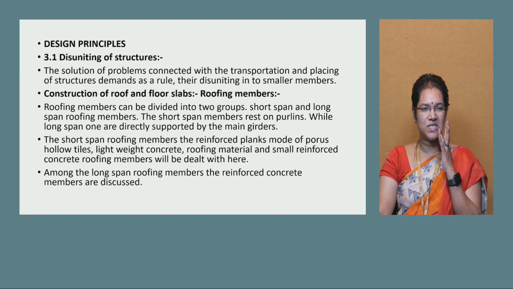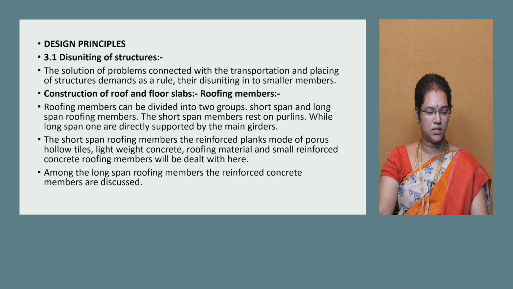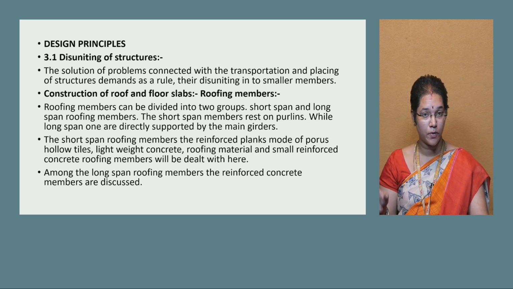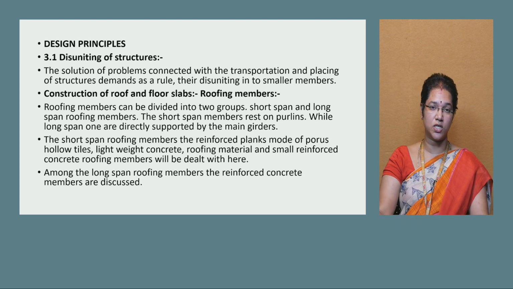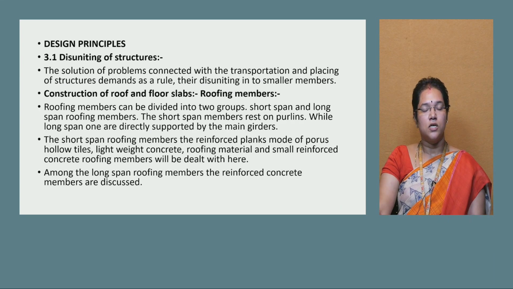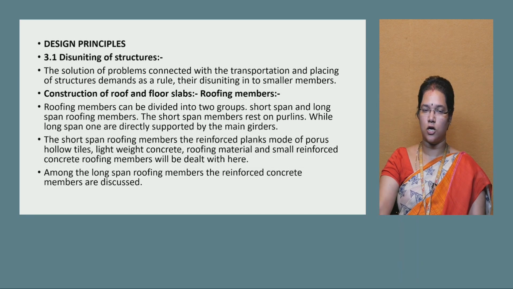You have to remember what design considerations are being carried forward. In prefabricated structures, the first thing was the transportation, and the placing of the structures and components for the existence of the structure. Then comes the construction of roof and floor slabs. Firstly, we'll deal with the roof members. Roofing members can be divided into two groups, short and long.